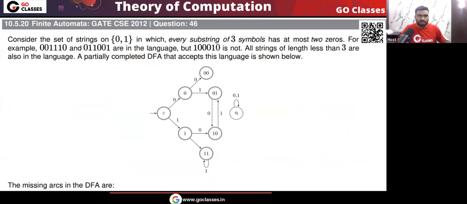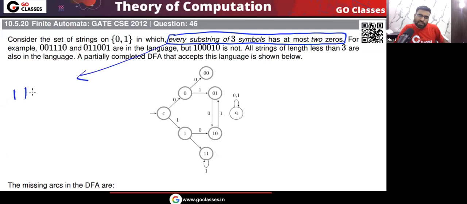Now this question has become very simple. So your language, we already know this. What does this line mean? This line simply means not containing triple zero.